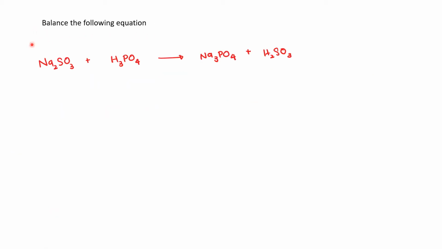Balance the following equation. So the equation is given, and when you look at the equation, you see the polyatomic anions, sulfite and phosphate, and they did not change when they go to the product side. So we are going to treat them as single units.